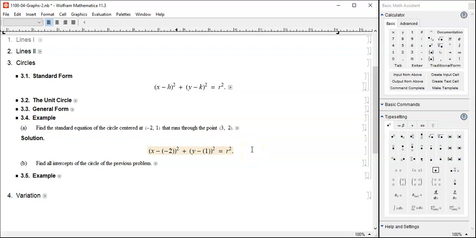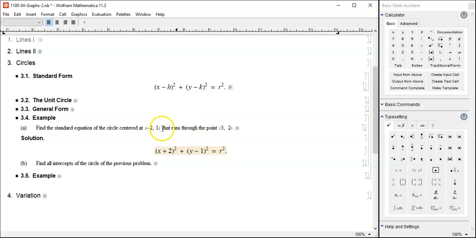Of course, nobody writes like this. x minus of -2, we write as x plus 2. And this one, y minus 1. Okay, so far so good. So if we find the radius, I'm through. How do we find the radius? Think about it. Stop the playback and think about it.